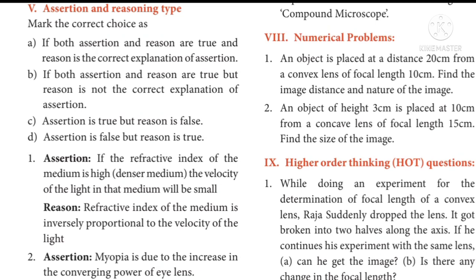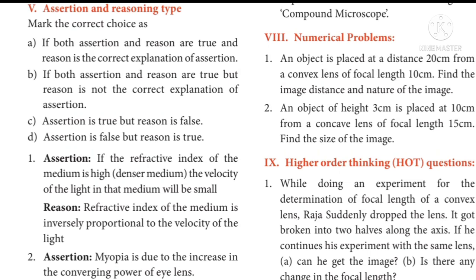Assertion and reason type. Mark the correct choice as option A if both assertion and reason are true and reason is the correct explanation of assertion. B, if both assertion and reason are true but reason is not the correct explanation of assertion. C, assertion is true but reason is false. D, assertion is false but reason is true.